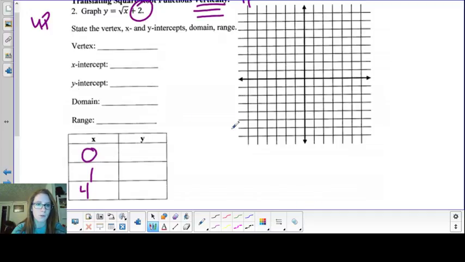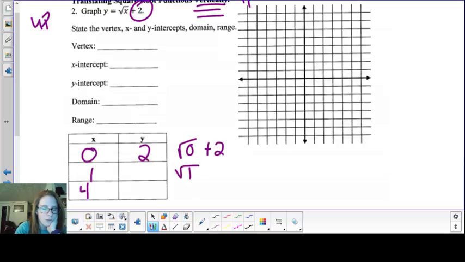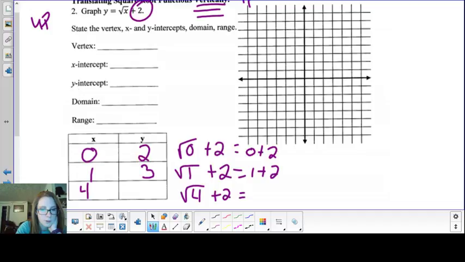So when I plug in 0, I have the square root of 0 plus 2. Square root of 0 is 0. 0 plus 2 is 2. I have the square root of 1 plus 2. Square root of 1 is 1. 1 plus 2 is 3. Then I have the square root of 4 plus 2. Square root of 4 is 2. 2 plus 2 is 4.